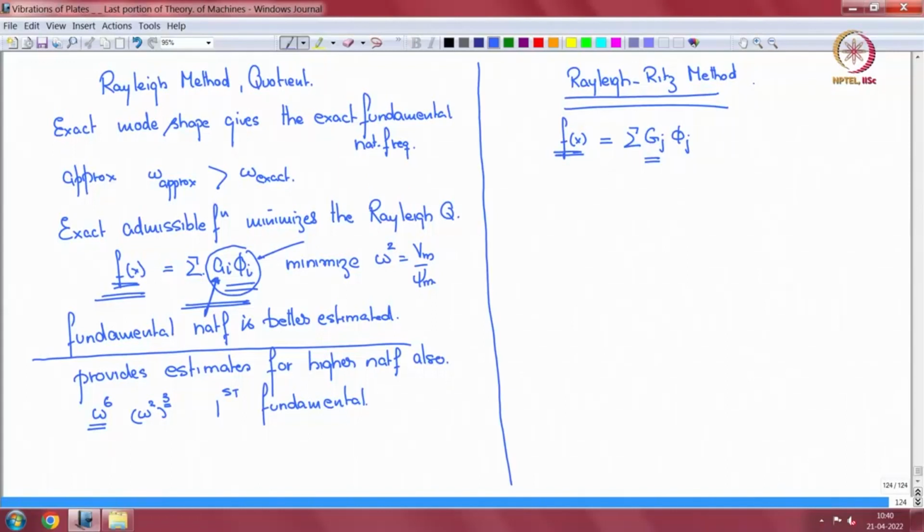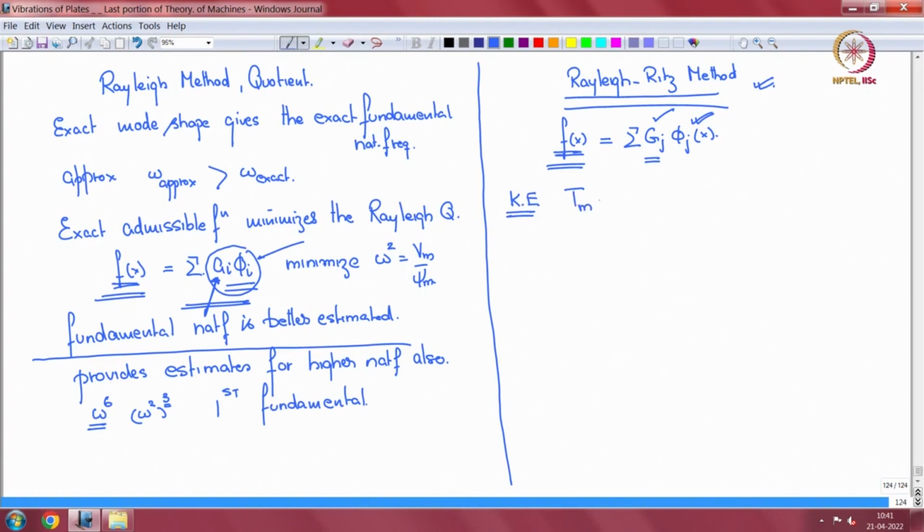Welcome to this next lecture on vibrations of plates and shells. In the last class we started describing the Rayleigh Ritz method, so we will continue with that. In the Rayleigh Ritz method, the mode shape of x is estimated as a weighted sum of some functions, a set of functions.